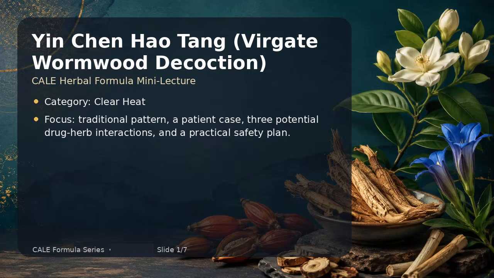Hello everyone. This presentation is on Yin Chen Hao Tang, also called Virgate Wormwood Decoction. It is on the California Acupuncture Board Herbal Formula list. I will briefly review the traditional pattern, a hypothetical patient, 3 possible drug-herb interactions, and a practical management plan. The goal is to connect traditional Chinese herbology with modern medication safety in clear student language.